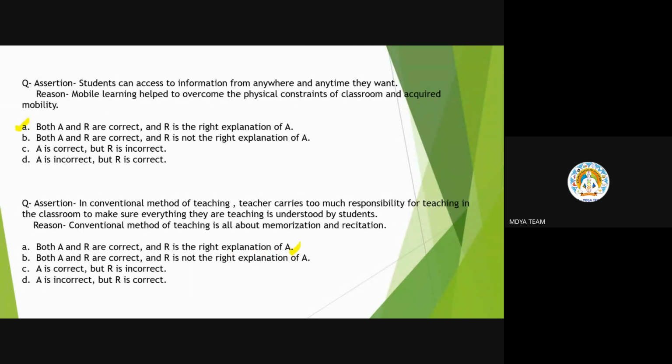When you are solving these types of questions, assertion and reason, test the correctness of the statements separately. First read statement 1 and check whether it is right or wrong, then statement 2. After that try to establish a link between the two. Here statement 1 is correct, both are correct, and that is the right explanation of A.